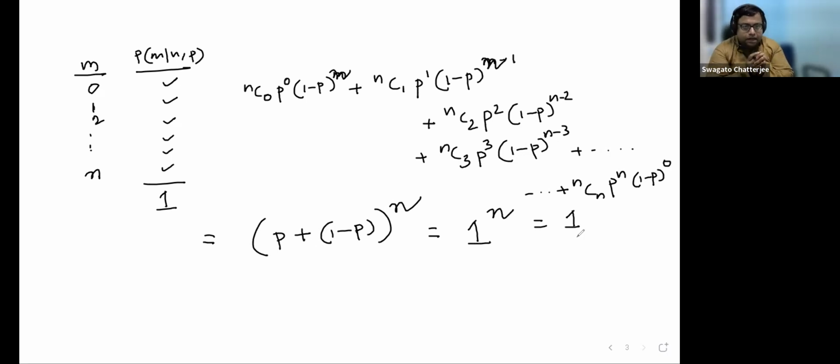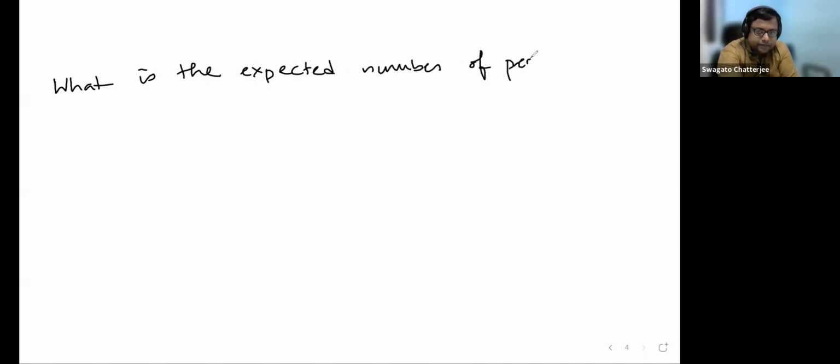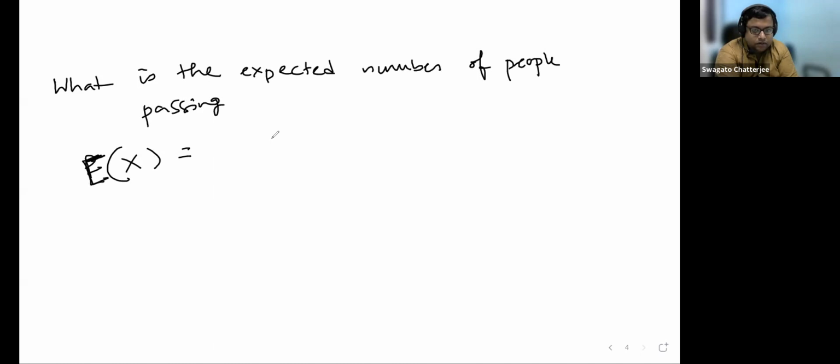And because it's a probability distribution, I can have the probability of each value. So you can also ask me what is the expected number of people passing? So 10 guys are giving the exam. What is the expected number of people? How will I do that? The expected number of passing, expectation of X, is summation of X into probability of X.